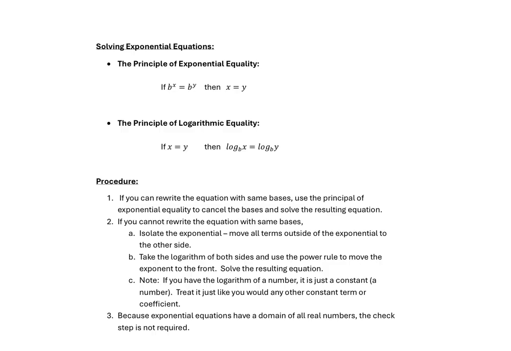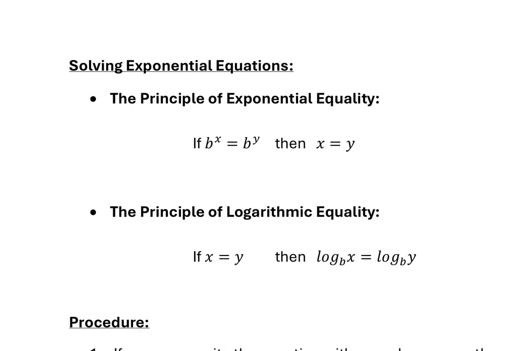So to start off with, let's talk about the two things that we're going to use when we talk about solving exponential equations. The first one we have is the principle of exponential equality. That's a really fancy way of just saying that if we have the same bases, then our exponents have to be equal. The second one we have is the principle of logarithmic equality. And basically, for both of these, we're just taking advantage of the fact that exponentials and logarithms are one-to-one.